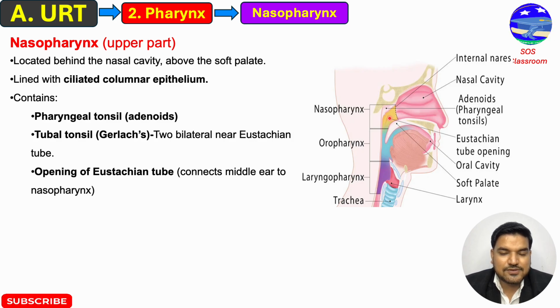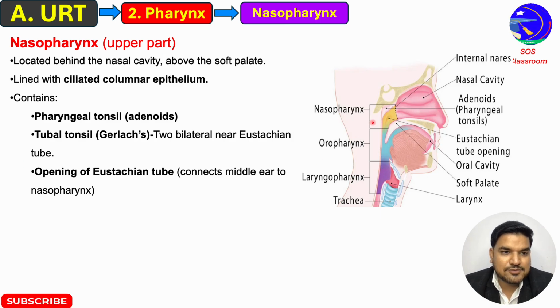In the nasopharynx, different types of tonsils are present. Tonsils are different types of lymphoid tissue, and lymphoid tissue destroys different types of bacteria entering during swallowing or eating foods. You can see there is another structure called the Eustachian tube, which comes from the middle part of the ear and opens into the nasopharynx.